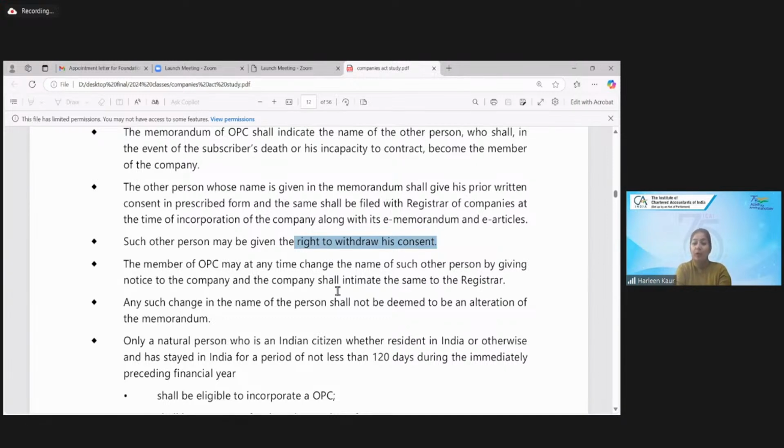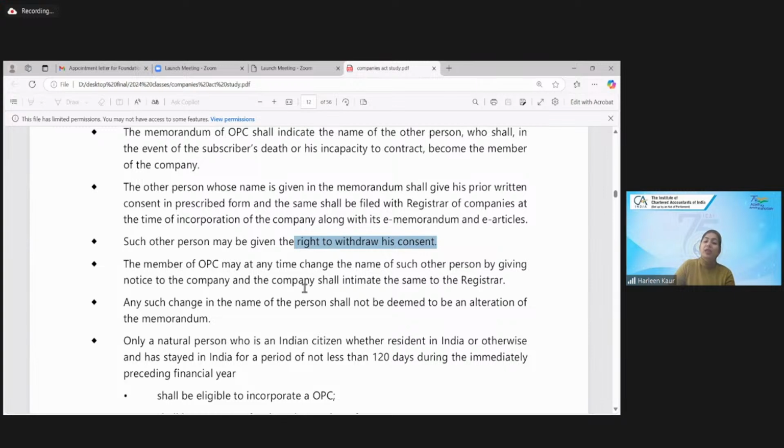Can Mr. B withdraw his consent? Can Mr. B say tomorrow that no, I don't want to be a part of the OPC, I no longer want to be part of the OPC? Does he have a right to withdraw his consent? Yes, ma'am, or no, ma'am? Jaldi se batao. Can Mr. B withdraw his consent? Yes, he can withdraw his consent. He can anytime say that I don't want to be a nominee anymore. Then you quickly need to appoint somebody else.